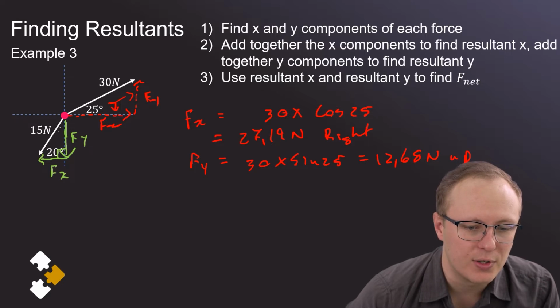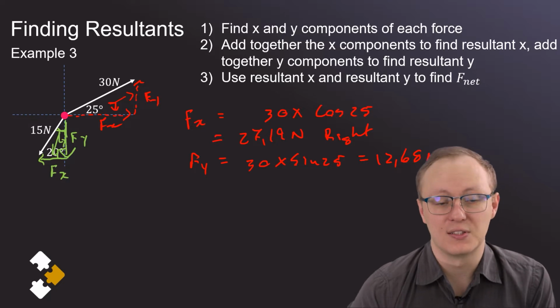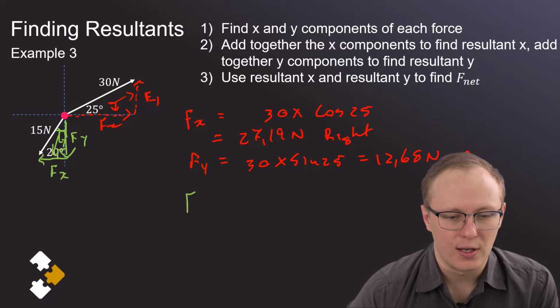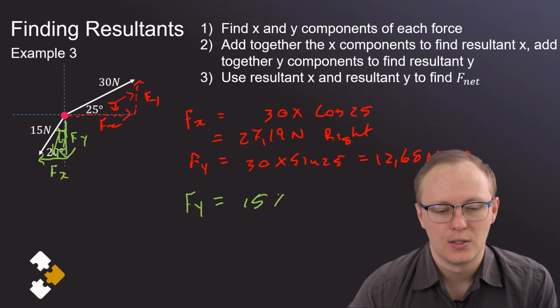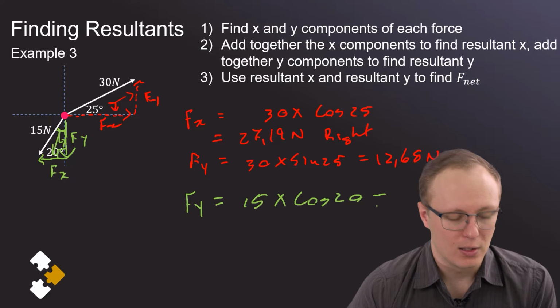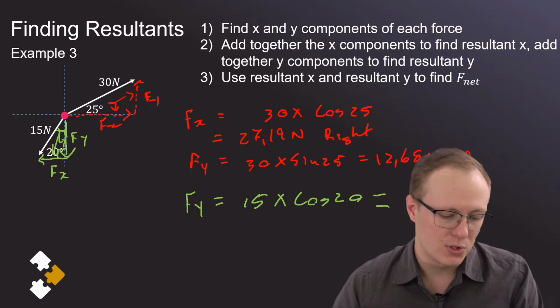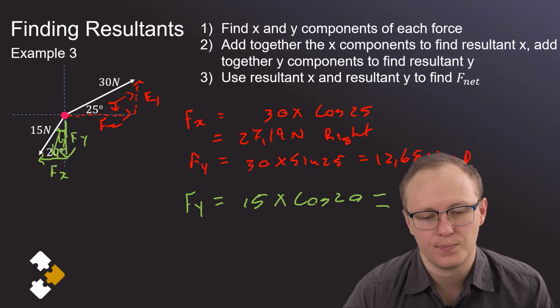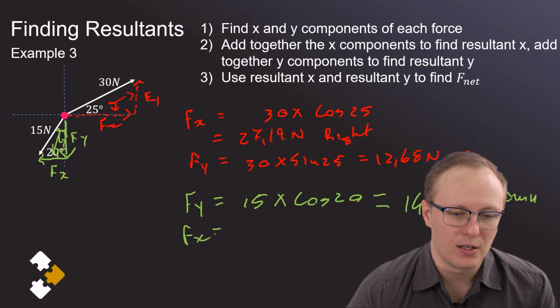And then the 20-degree angle is this here, which means that Fx in this instance is opposite the angle and Fy in this instance is next to the angle. So Fy being next to the angle, I've got to use cos. So 15 times cos 20 is going to give us an answer of 14.10 newtons. Okay, and this I now know is down.